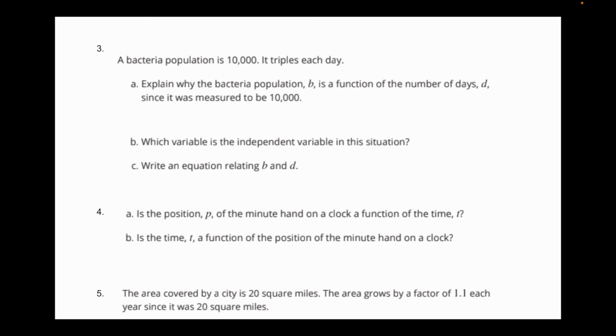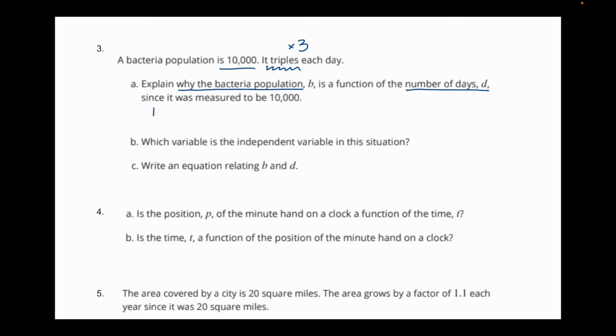For number 3, we have a bacteria population that is 10,000 and it triples each day. So it is 10,000 and it's tripling each day. That is multiplying by 3. So we want to explain why it is a function. So why is the bacteria population a function of the number of days? This is the same thing as our previous one. There is only one output for each input. So for any specific day, there's only going to be one amount of bacteria.